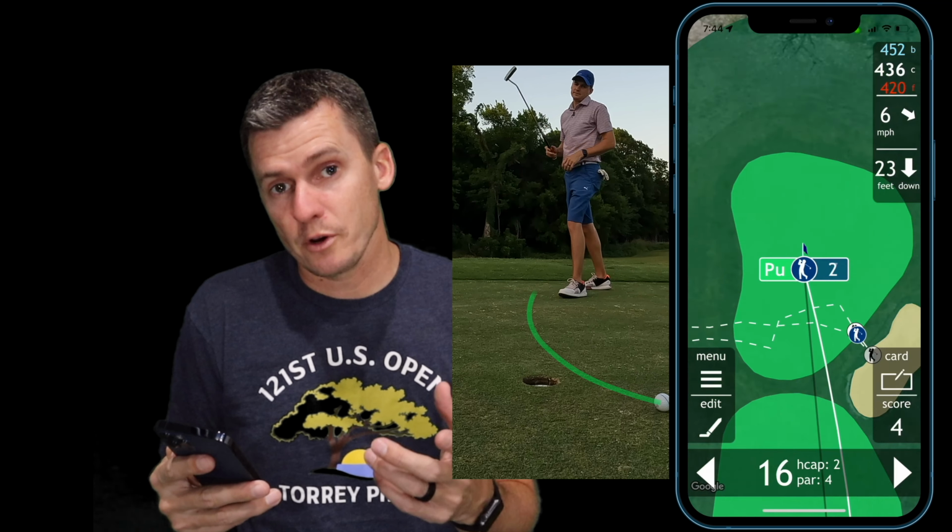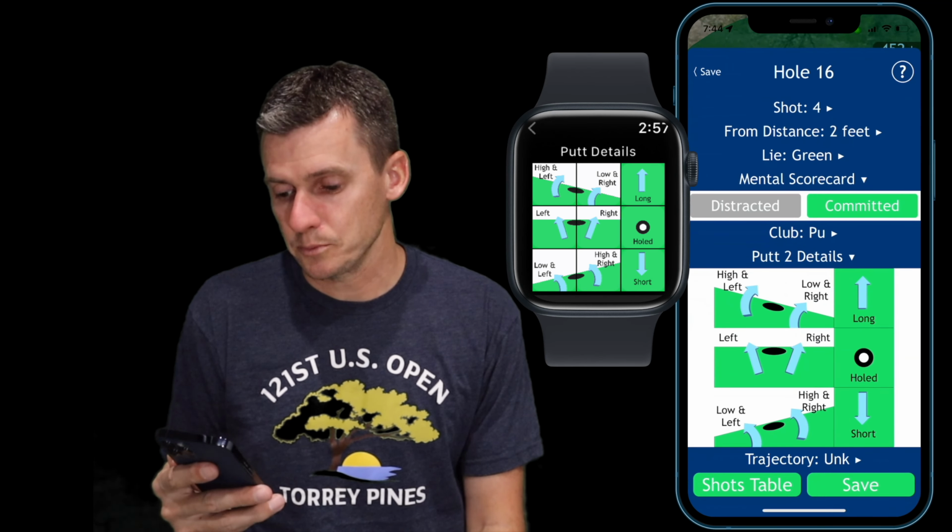Par Golf, if you turn on the track putt details, you can track like I do whether you miss low left, high right, and all that. It really helps with your green reading. Gives you another thing that you can go focus on when you get to practice.